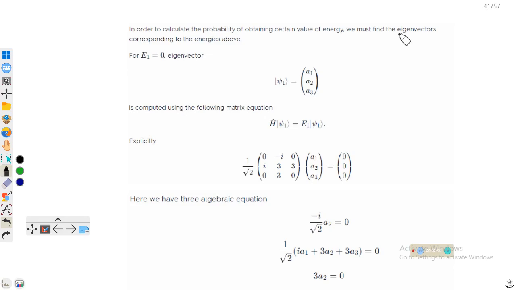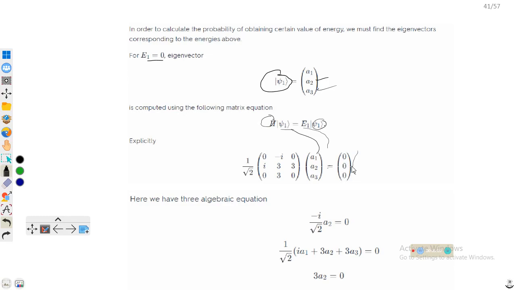If we proceed to the second part, in order to calculate the probability of obtaining a certain value of energy, we must first find the eigenvectors. For the energy E1 equal to 0, let us represent the eigenvector with the state psi 1, with components A1, A2 and A3. So H psi 1 should be equal to E1 psi 1. H is the given operator, psi 1 is the unknown vector, and E1 is 0.